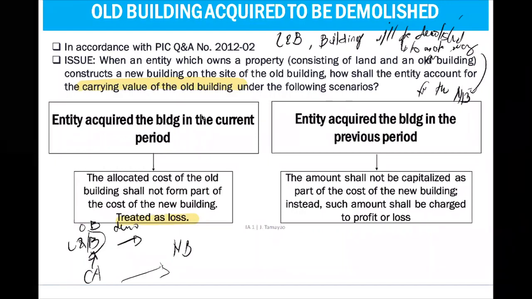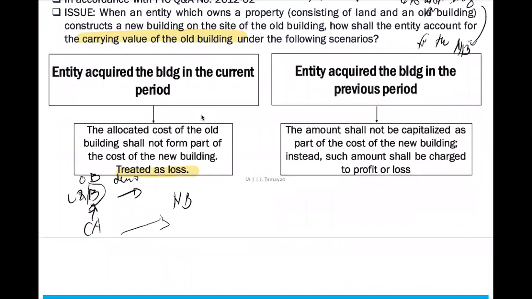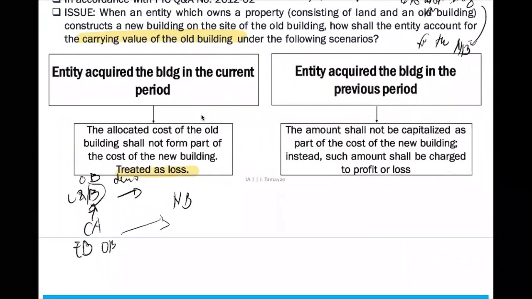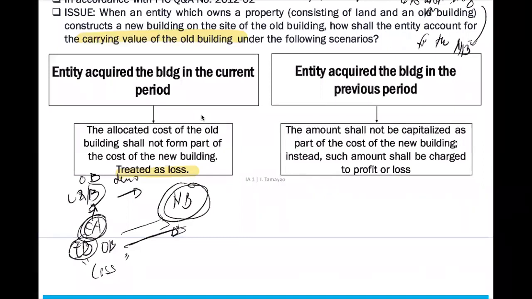Okay? So whether or not there is your old building, you will still not make use of it for your new building. So kumbaga, yung what do we call this one? The economic benefits on the old building will not transfer to the new building. That's why the reason here on the treatment of your carrying amount of your old building as a written off to your loss is because that economic benefits will never transfer to your new building. It will still be a new building, it will still be an old building, whether or not you remove that.